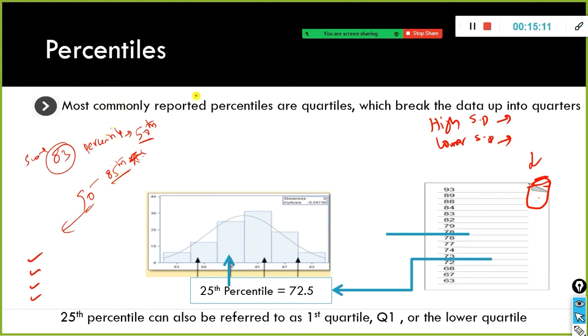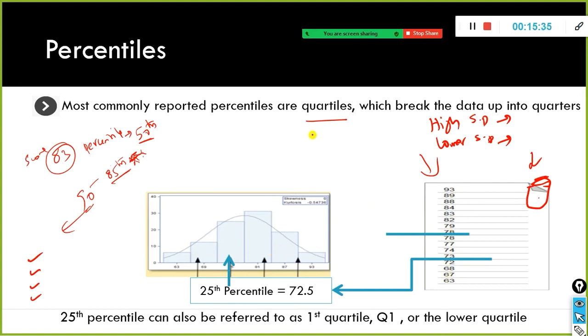So the commonly used ones are quartiles. What is quartiles? Quartile is nothing but quarter. It breaks up the data into 4 quarters. Now let us take a look at this data set. See here, I just sorted the data in descending order.